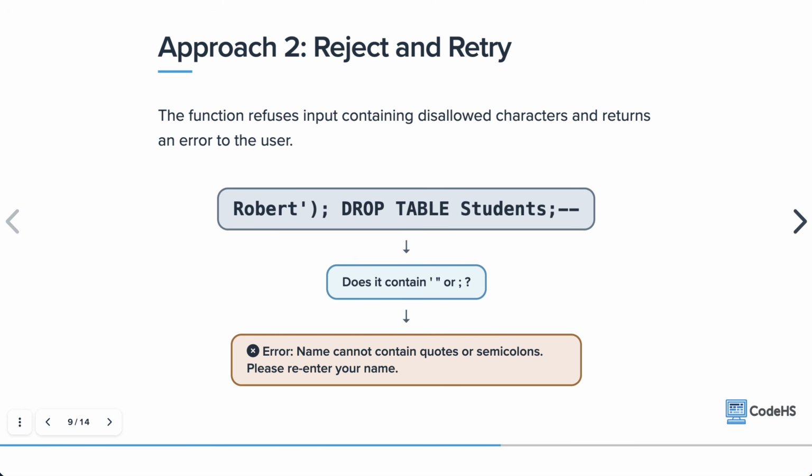Two things matter about this error. First, the user knows something was wrong. They are not silently getting the wrong data stored. Second, the error message is specific. A vague error like "invalid input" does not help anyone fix the problem.